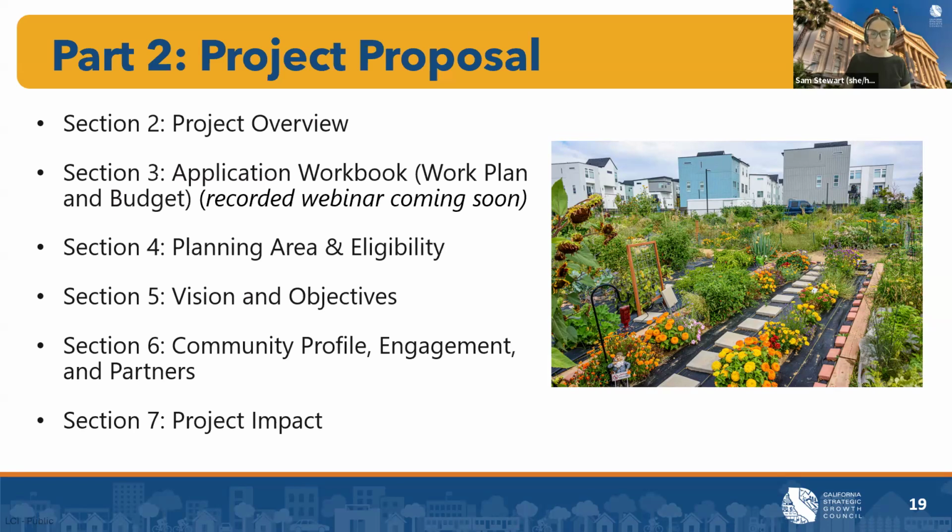Section 7, Project Impact. Again, we'll have more information in a couple slides, but this section is where applicants can share the specific climate hazards impacting their communities, the current status of community resilience in their planning area, and the connection between your proposed planning grant activities and building both climate and community resilience. Now we'll get into some specifics of these sections.